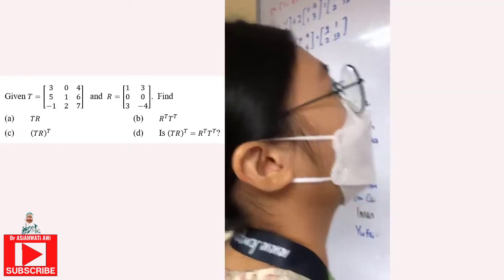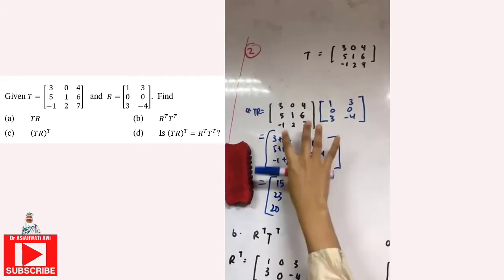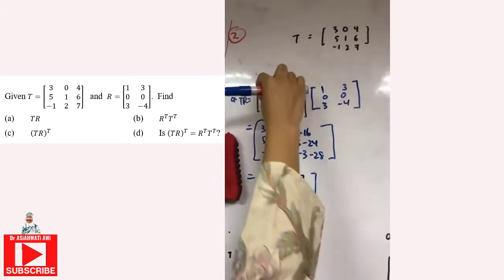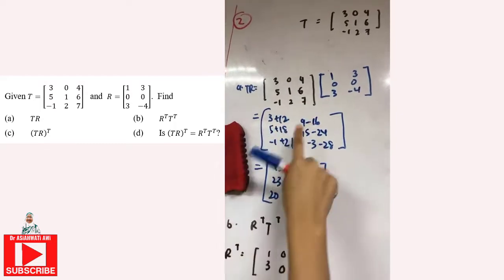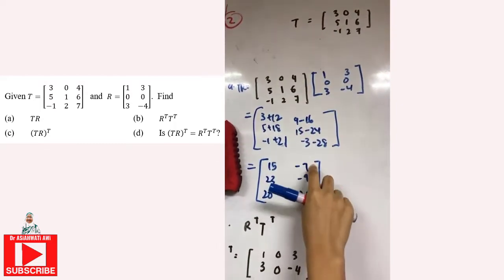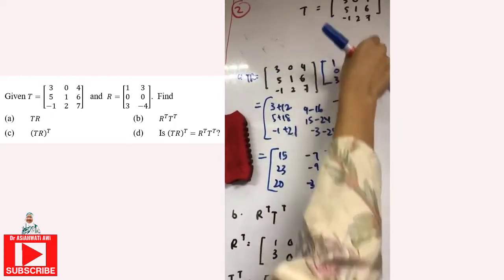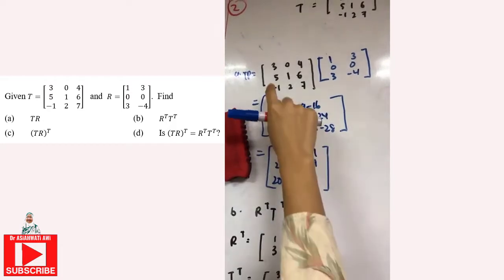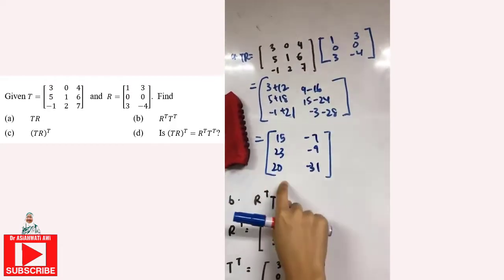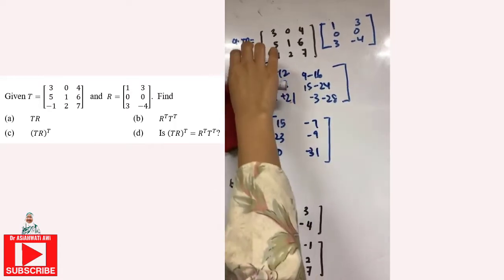Thank you. Okay, the question asks us to find TR. So T times R, we write in this form. This row times this column, 3 plus 12, we get 15. This row times this column, 9 minus 16, we get negative 7. This row times this column, 23. This times this, then negative 9. Then this row times this column, 20. This row times this column, negative 21. So this is the answer of T times R.